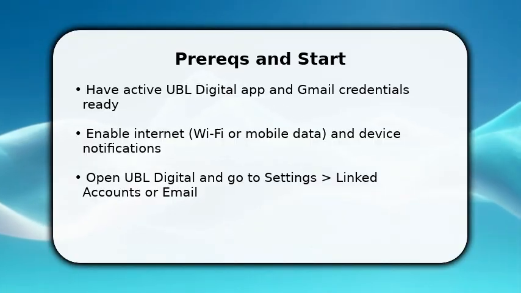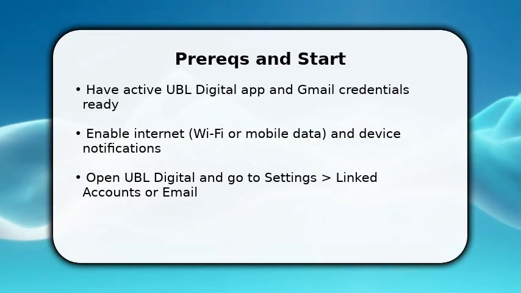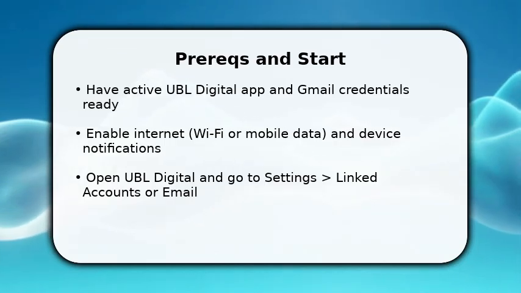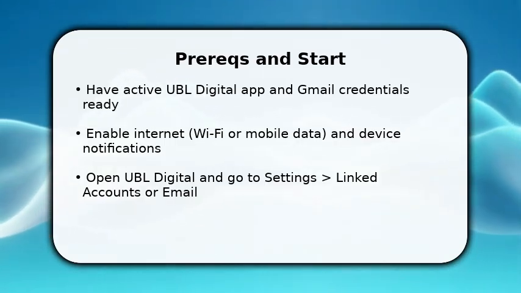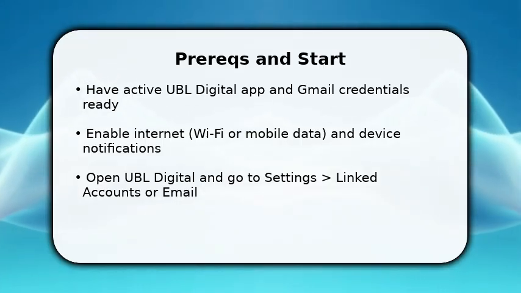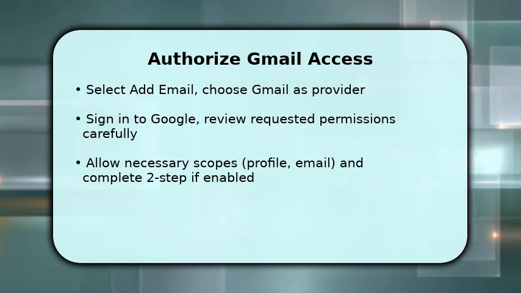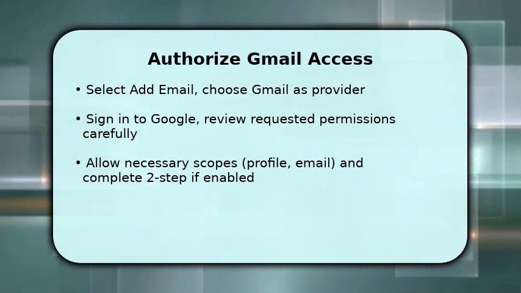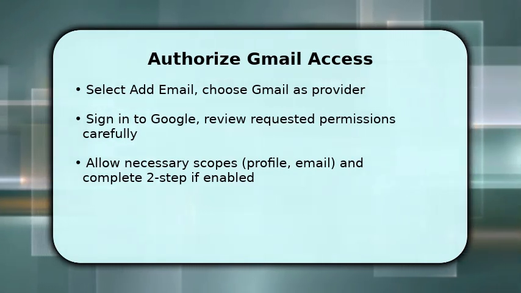Now open Ubl Digital, tap Settings, then choose Linked Accounts or Email to begin the Add Gmail flow. This initiates the OAuth and verification steps that let the app read necessary tokens. You'll see a prompt to select an email provider. Pick Gmail. Next, sign in to Google when the OAuth screen appears.